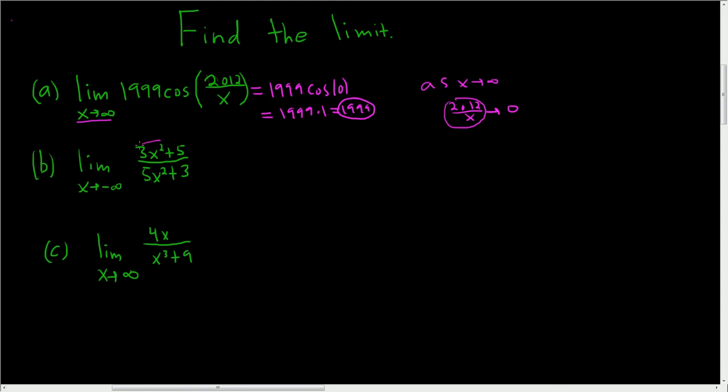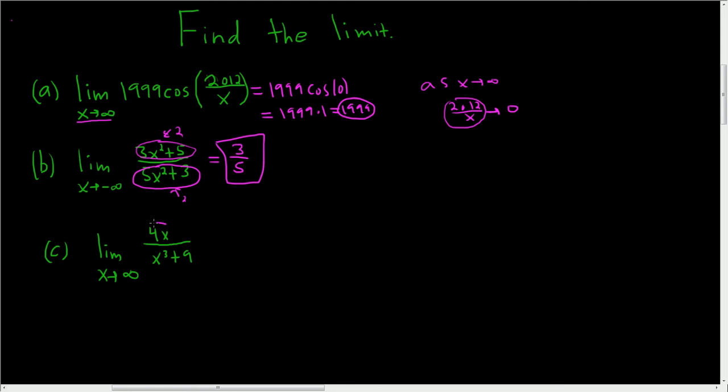Here we have a rational function over a rational function. And the degree is 2. That's the highest exponent. And here the degree is 2. It's the highest exponent. And whenever they match, it is the ratio of the leading coefficients. So it's just 3 over 5. Boom, there it is, done.